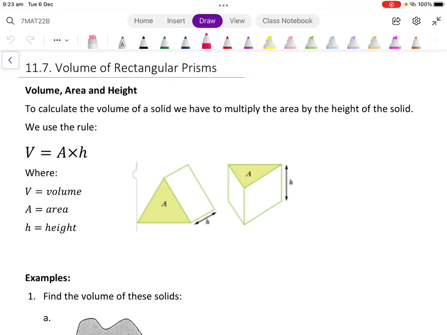Hello Year 7, today we are looking at volume of rectangular prisms. You should have looked at volume in primary school, and volume is the amount of space inside a shape that we can fill, or the capacity of a shape.